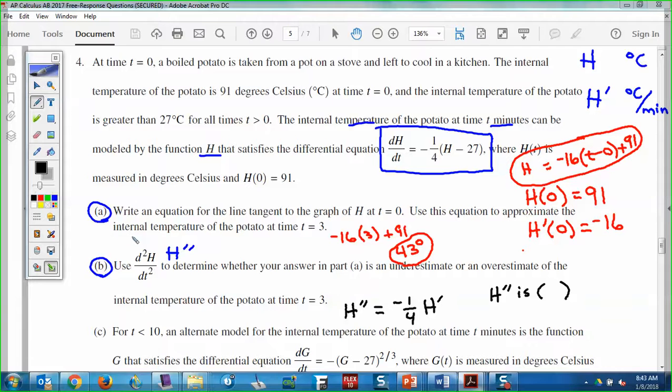Use this equation to approximate the internal temperature of the potato at time t equals 3. So what would you do at that 3? Plug it into the tangent line equation right here. So you put a 3 in there, negative 16 times 3 is negative 48 plus, because basically what this means is the potato is cooling 16 degrees every second, right? So it was 91, goes down 16, goes down 16, goes down 16, right? Goes down 48 degrees. So that gives you a temperature of 43 degrees.